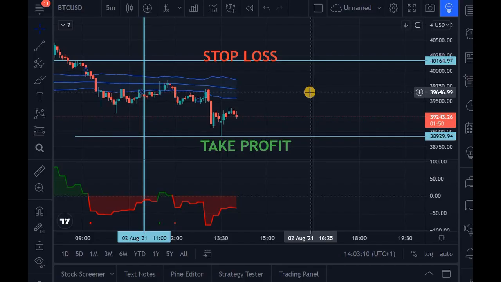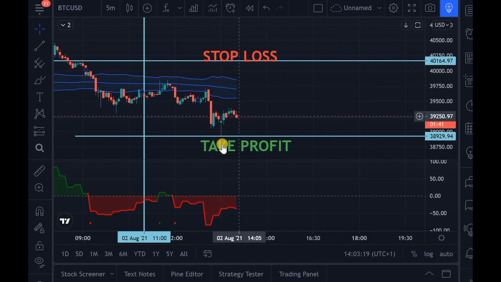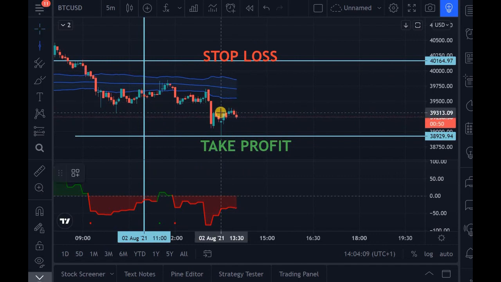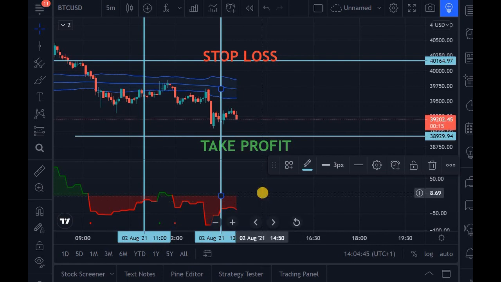Alright, now you can see that I am back on the trade. I entered my position at around this level, 11 a.m., and as you can see that my target has been reached. And right now my trade has been closed. Today is the 2nd of August, so you can backtest this yourself. My take profit was triggered at around this level. So you can see the timestamps right here. I entered at around 11 a.m. My trade got closed at around 1:30 p.m. That means that this trade was open for about 2.5 hours.